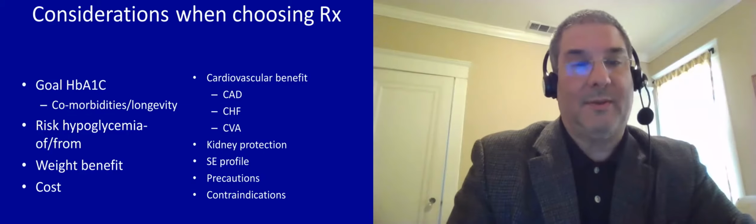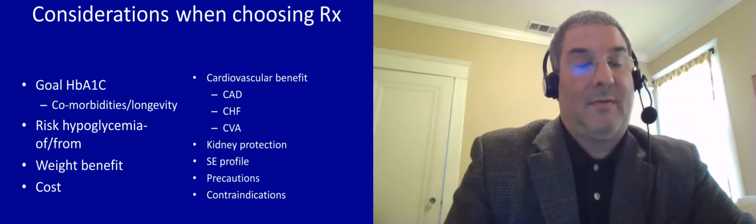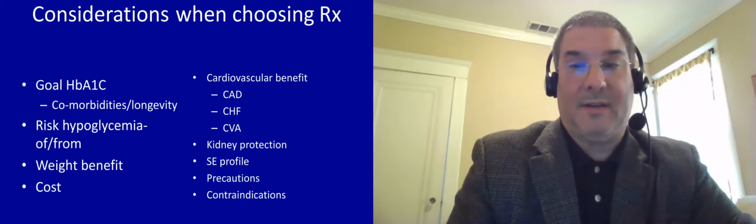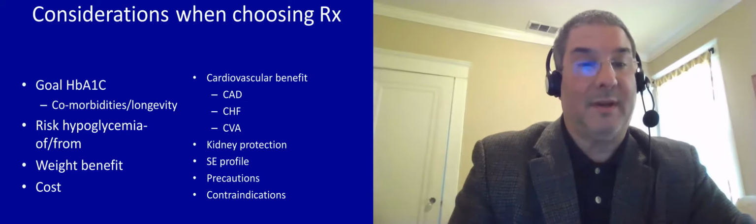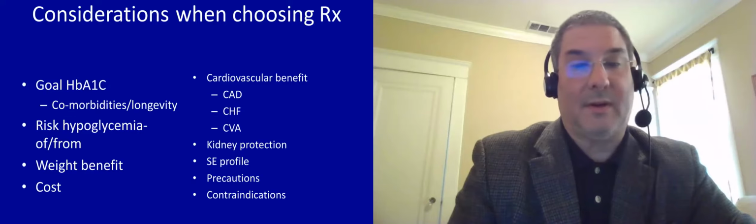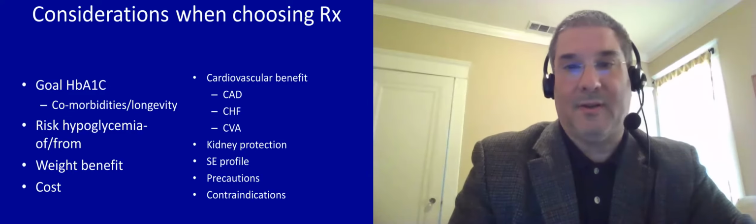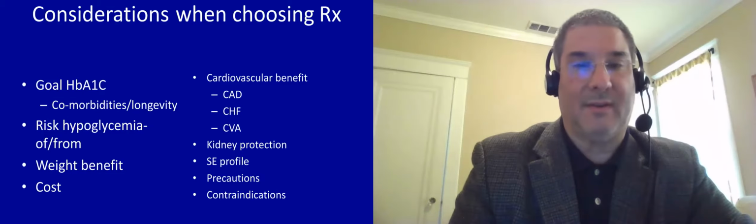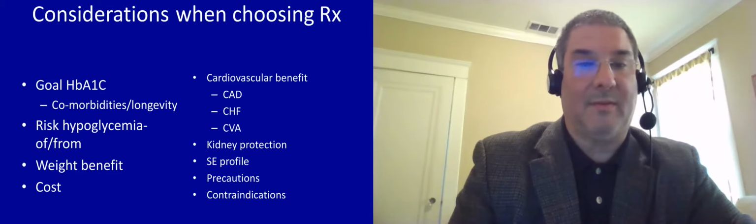So what do we consider when choosing our agents? First, our goal A1C, at least from a glycemic goal standpoint, and that's what we just discussed. What are our comorbidities? What's our longevity? How long do we have to go so that we can try to get some benefit from the microvascular risk reduction from our therapy without increasing the risk of hypoglycemia?